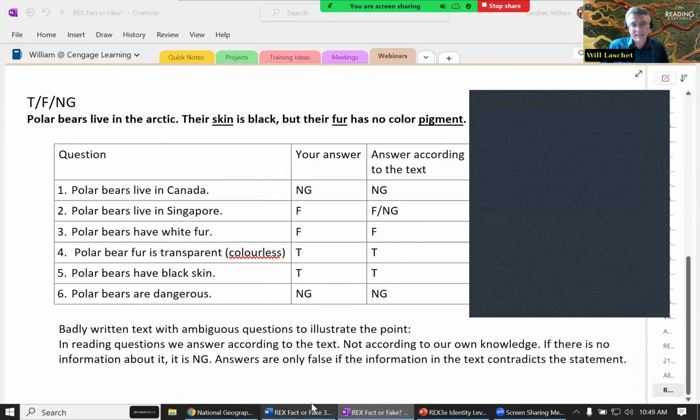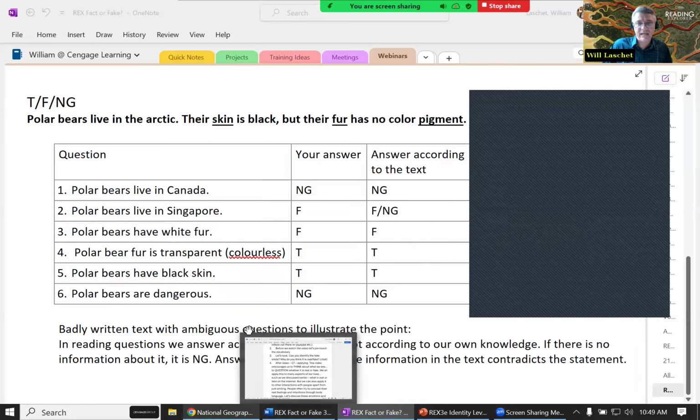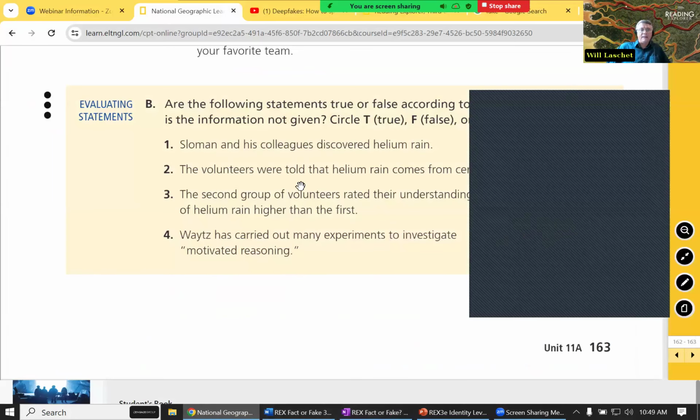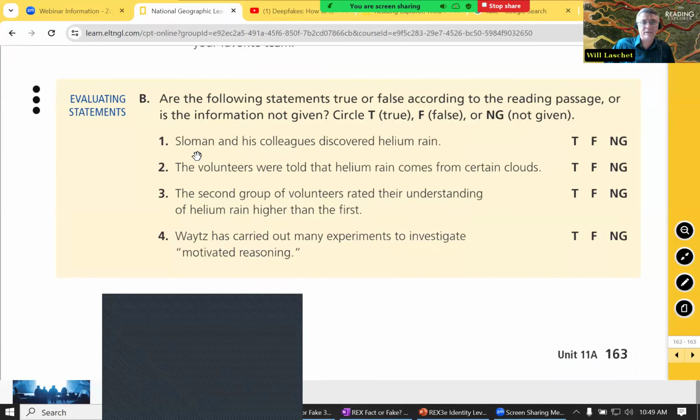Okay, let's go back, and we're going to finish off the activity here. So let's try these questions. We're going to have a look at them. Sloman and his colleagues discovered helium rain. Now this one here, let's mark down the keywords. So it says here they discovered helium rain.